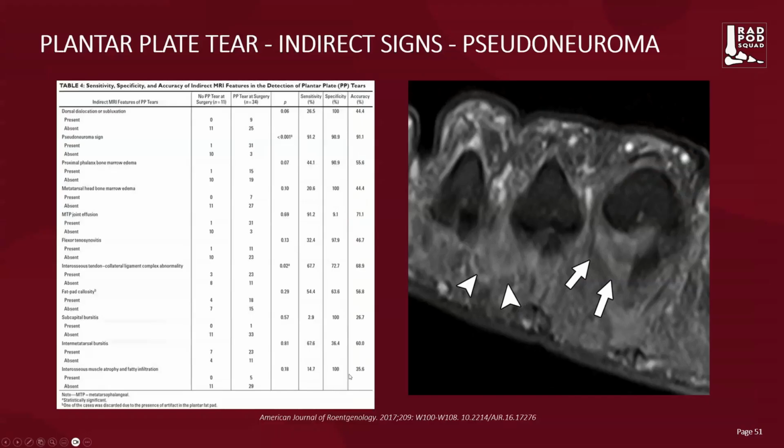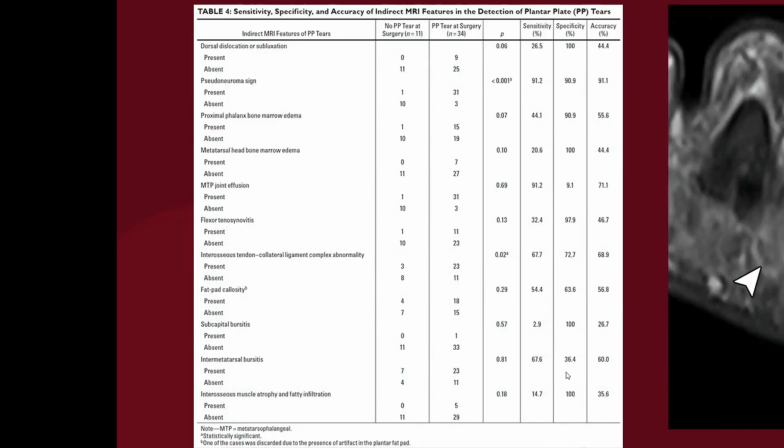Looking at indirect signs of plantar plate, it's important to understand the concept of pseudoneuromas because it has been noted that the pseudoneuroma sign, or the presence of eccentric perineural fibrosis, was seen in the majority of patients that went to surgery for plantar plate tears. So you were more likely to have a surgically diagnosable plantar plate tear in the presence of a pseudoneuroma. So we're going to be looking on MRI to be able to detect that sign so that we can see some of the harder to see plantar plate tears.